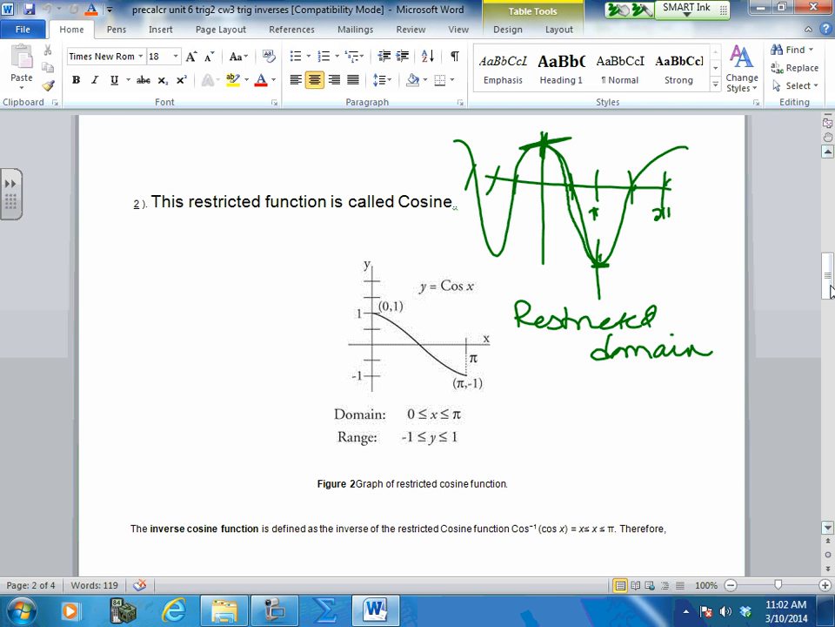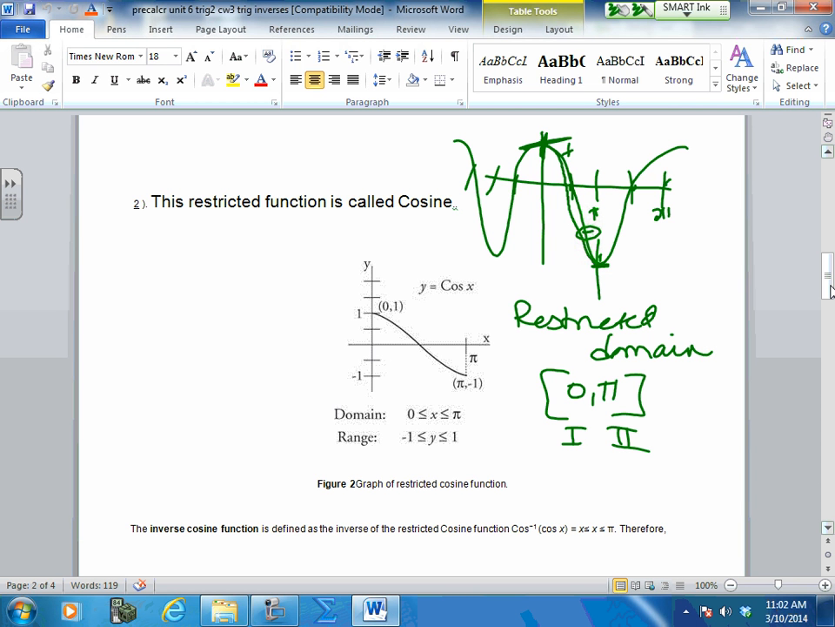0 to pi. Now see if this makes sense. In quadrant 1, I am positive. In quadrant 2, I am negative. Right? For cosine, this is different than your sine curve. So now, I'm in quadrant 1 and quadrant 2.